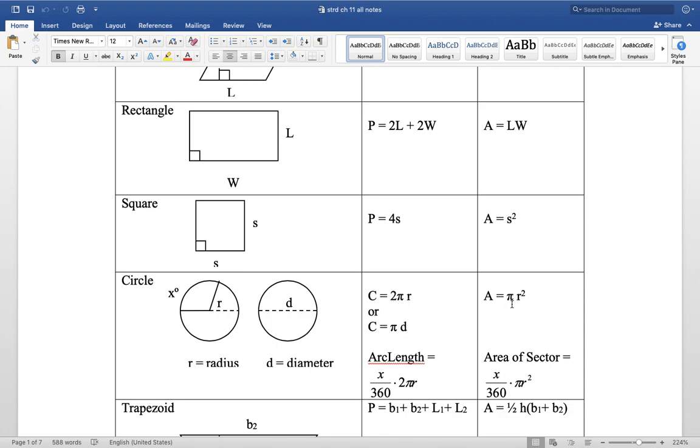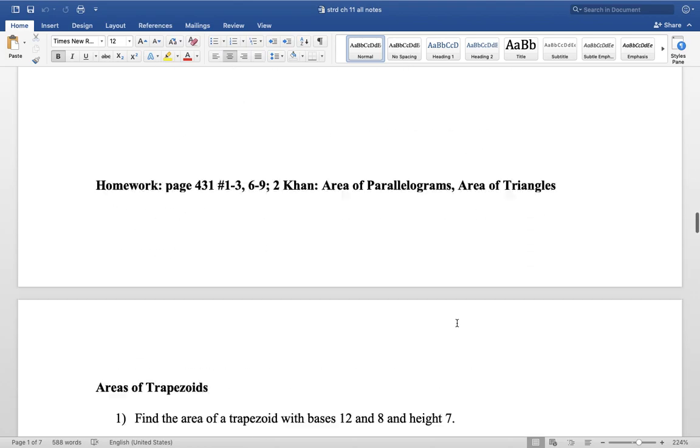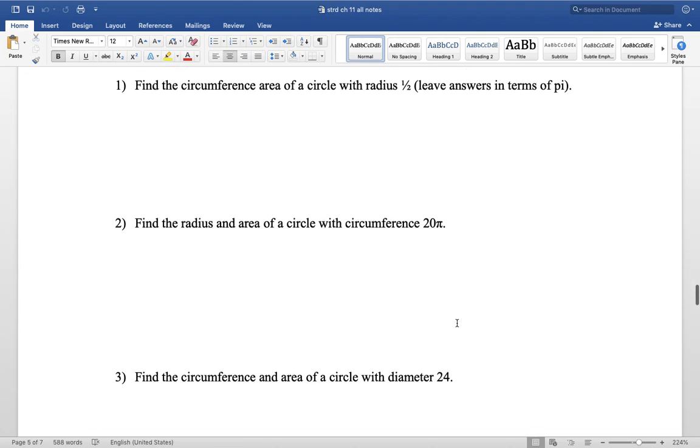The area is pi times the radius squared. Those are the formulas we will be using today. So we'll scroll back to our notes for section 5 here.